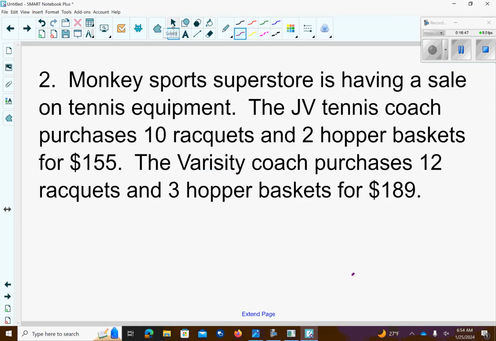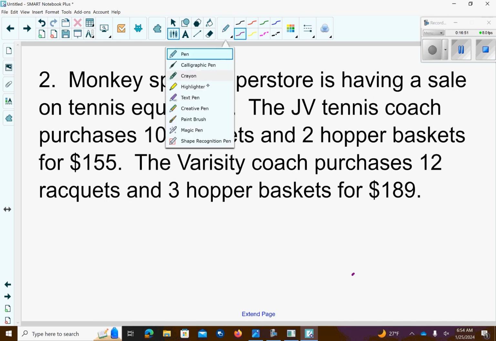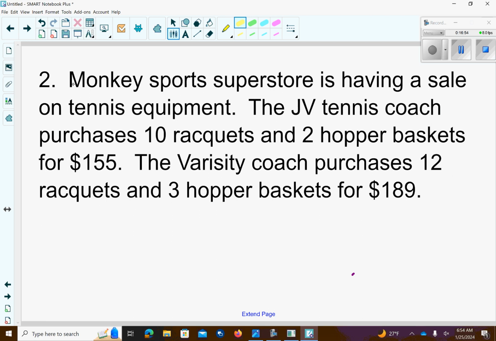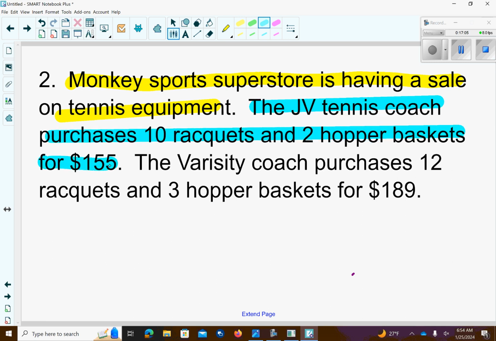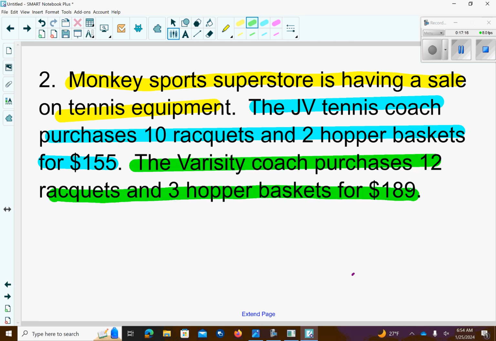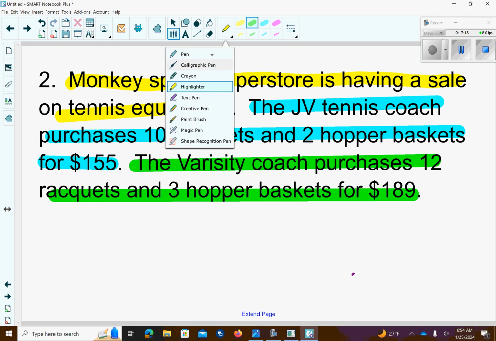Okay, this is on page 240 at the very top. It says that there's a store called Monkey Sports Superstore is having a sale on tennis equipment. Then it says the JV tennis coach purchases 10 rackets and 2 hopper baskets for $155. A hopper basket is what you put tennis balls in, and the racket is what you use to hit. The varsity coach purchases 12 rackets and 3 hopper baskets for $189.